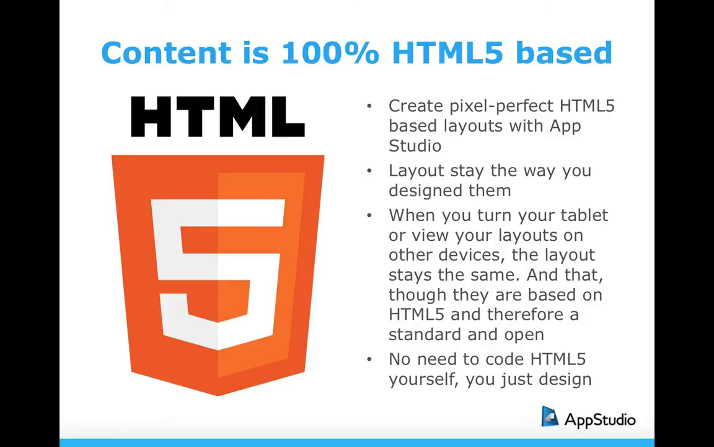We're not talking about responsive design or anything that reminds you of a web browser where when you turn the tablet or when you display content on a different tablet, that content shifts or moves or looks different than you designed it. App Studio uses HTML5 for pixel perfect designs and layouts. So everything looks exactly the same way how you designed it. Nothing is moving. It's the way you want it to appear, regardless on which device you display that and which orientation you're using. And I'm going to show you some examples before we jump into software.